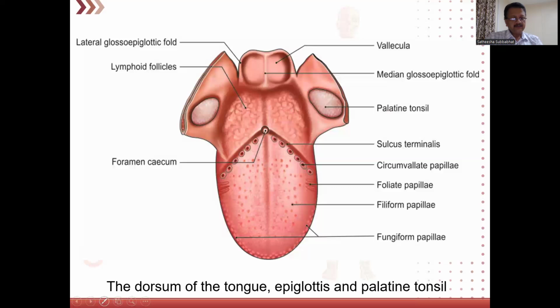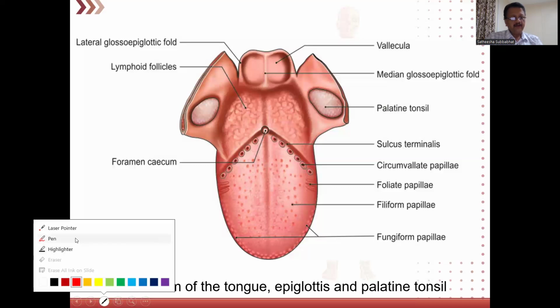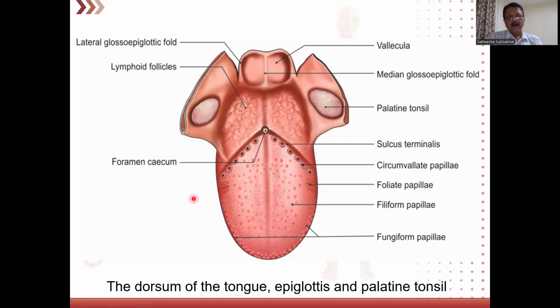So this diagram helps to understand the different parts of the tongue. So this is a tip of the tongue, and this is the dorsum of the tongue. So this is what you can see when you open the mouth.